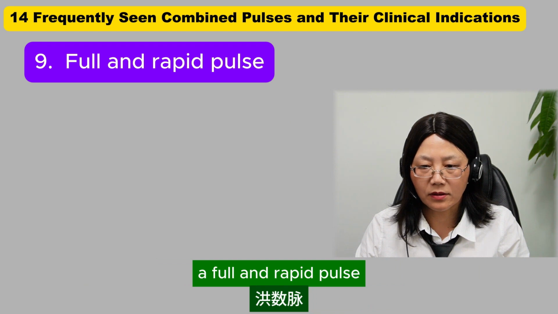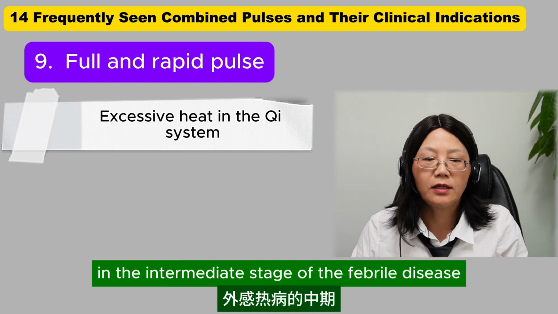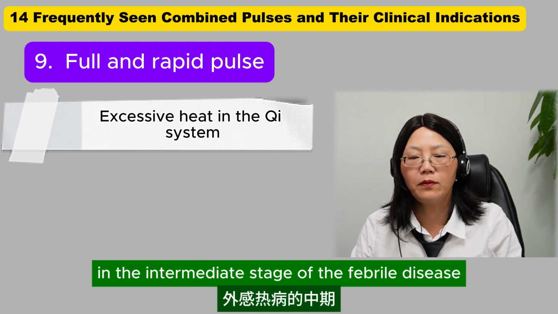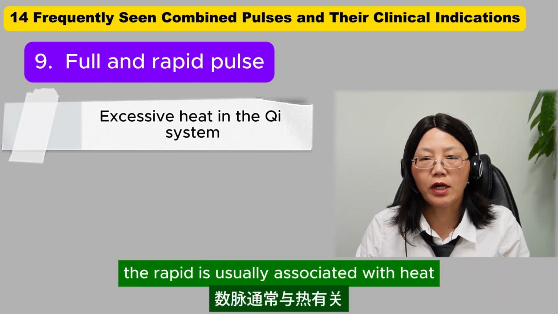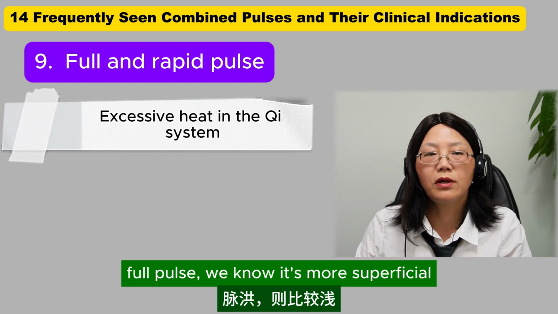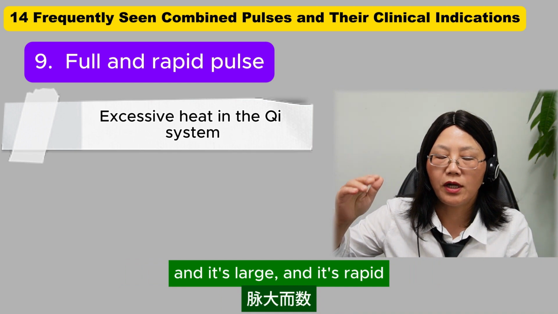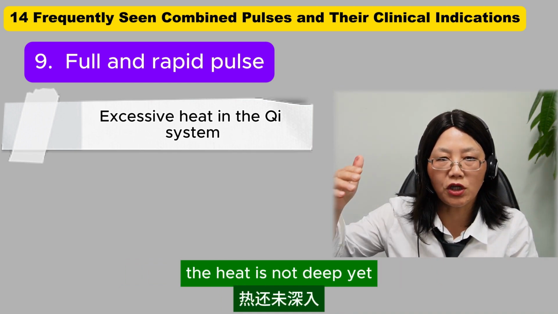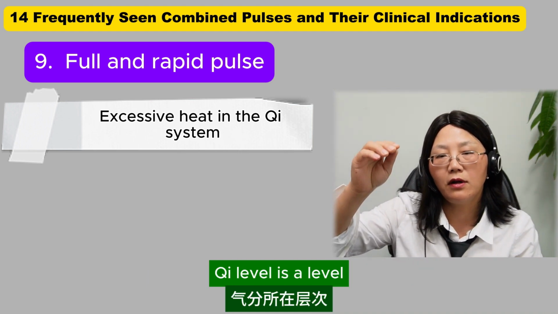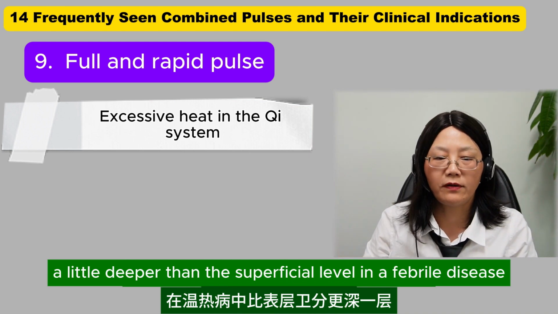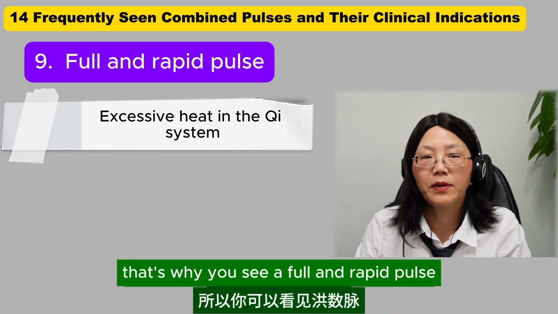Full and rapid pulse indicates excess heat in the qi system and usually appears in the intermediate stage of the febrile disease due to external contraction. The rapid is usually associated with heat. Full pulse, we know it's more superficial. Light touch, you can feel it already. And it's large and it's rapid, so it's heat. The heat is not deep yet. The heat is still in the qi level. Qi level is a level a little deeper than the superficial level in the febrile disease. Put it together, that's why you see full and rapid pulse.